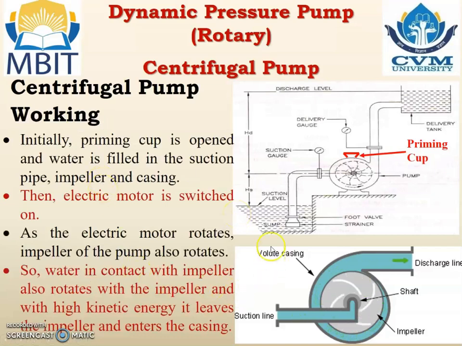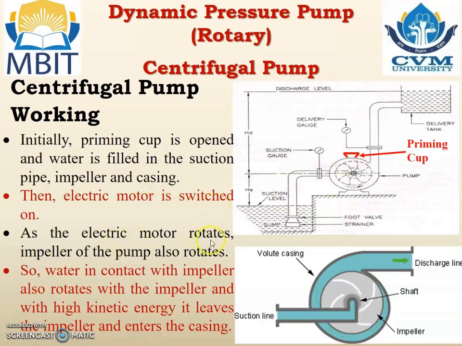Working. Now how the centrifugal pump works. Initially priming cup is opened. So we will open the priming cup and water is filled up inside the suction pipe, impeller and casing. So at the time of starting the pump, we have to open the priming cup and fill the gap, that is the impeller, casing and the suction pipe, with the water. Then electric motor is switched on.